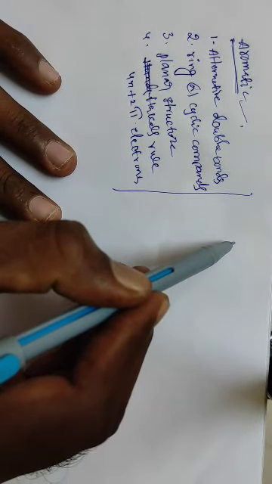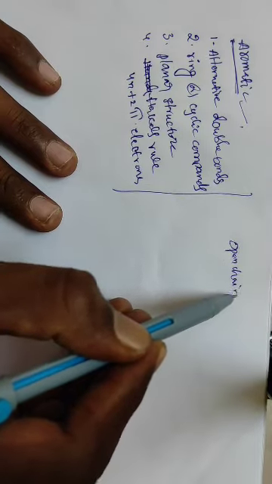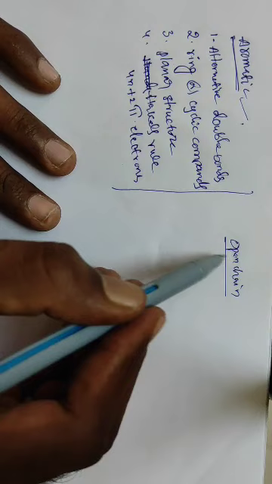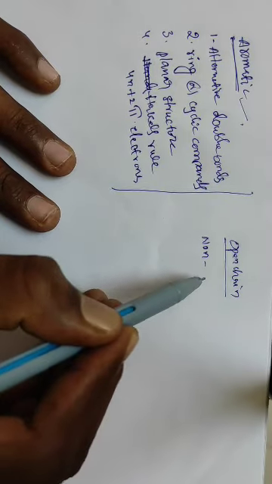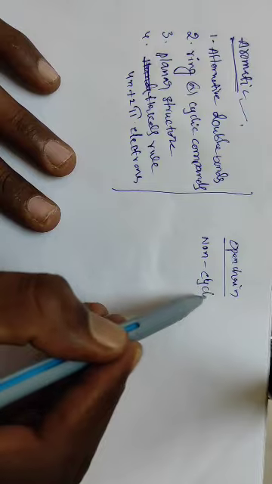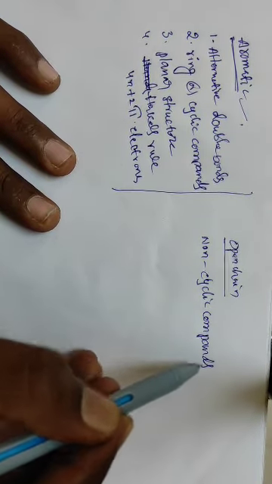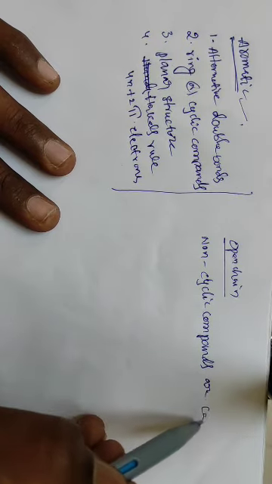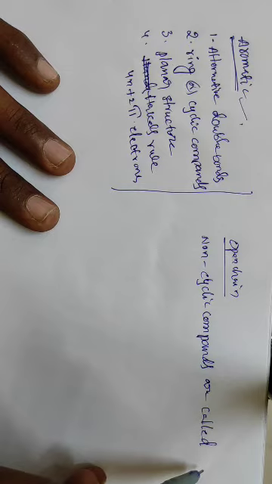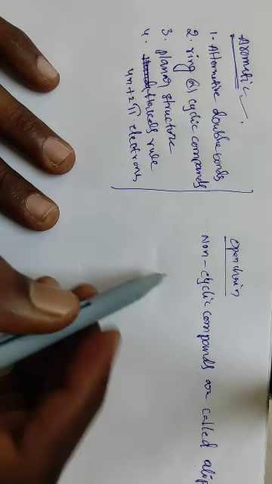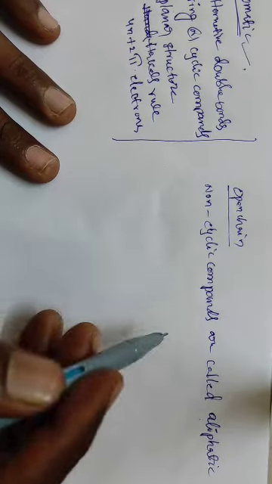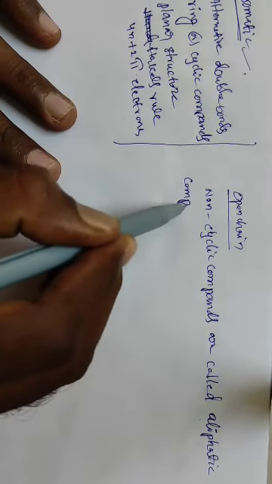Next, now we'll discuss open chain compounds. I will also give examples of open chain compounds. What is open chain? Non-cyclic compounds are called aliphatic. Non-cyclic means not a cycle. Non-cyclic compounds are called aliphatic compounds.